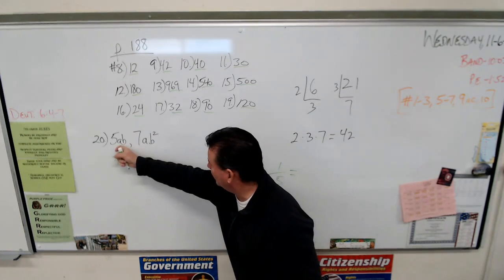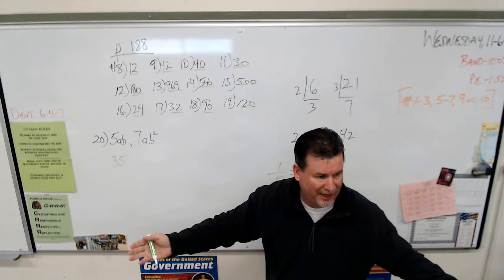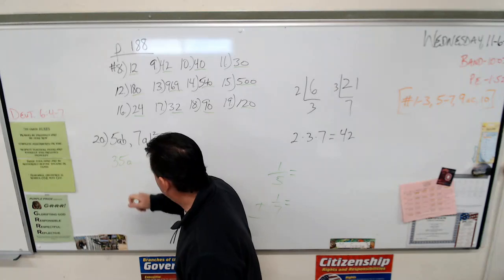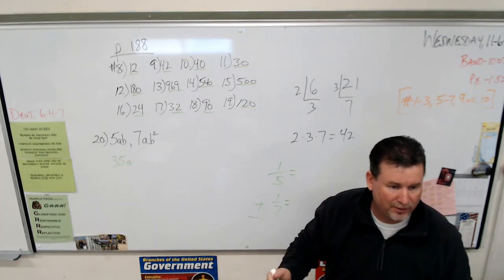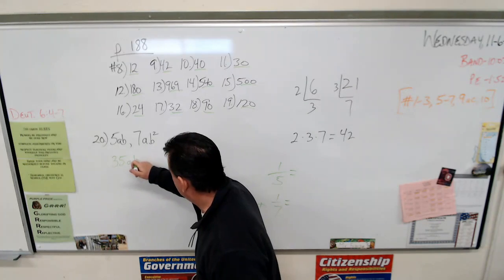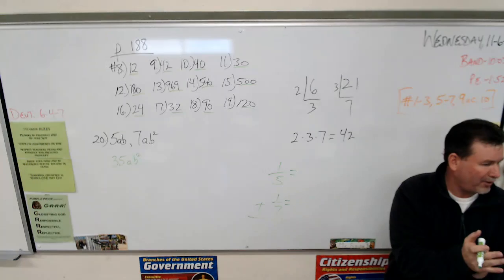I have an A here and an A here. Which one's the higher power of A? They're both the same, so it's just A. I have a B here and a B squared. Which one's the higher power? B squared. So guess which one I'm going to use? B squared. There you go. That's your least common multiple. Yay! Give her a hand.